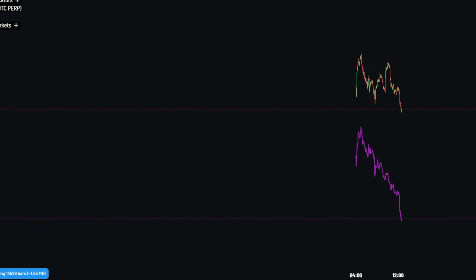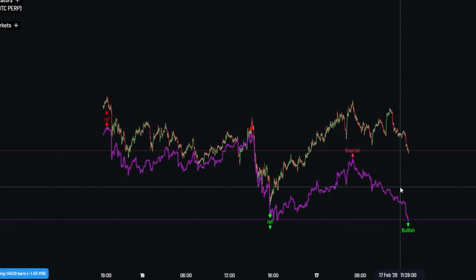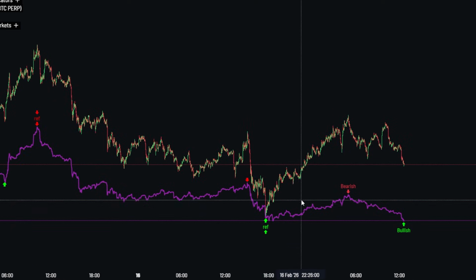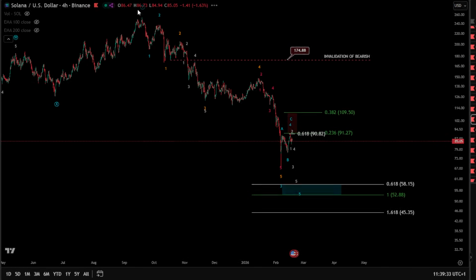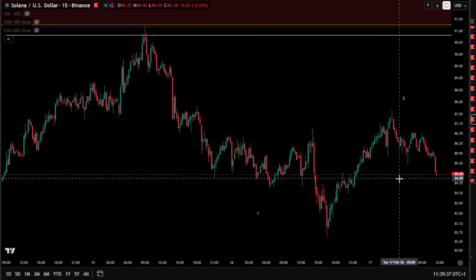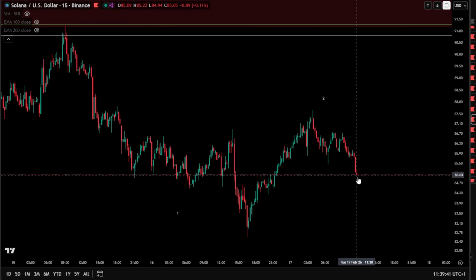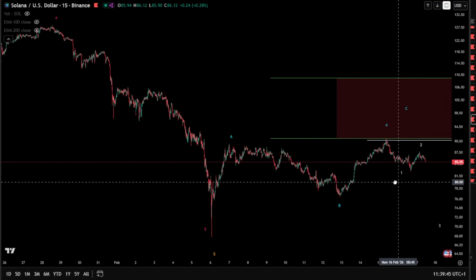Let me refresh. Okay, so we have a bullish signal there, which is also in divergence. So very interesting. 1, 2, 3, 4, 5. Okay, so why we might have a rebound there? Let's go 15-minute chart for Solana. Okay, 1, 2, 3, 4, 5, 3 ways down. Interesting. Okay, so we gotta be careful as well.